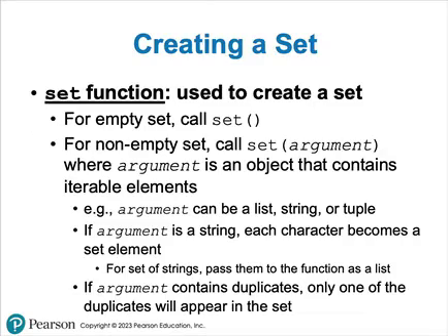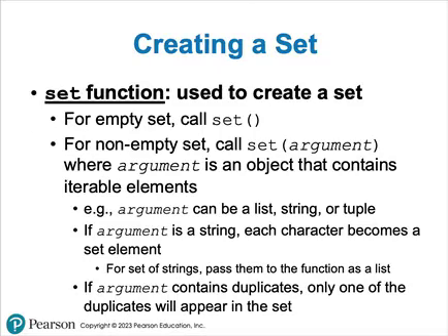There is a set function. If you call it with no arguments, you're going to get an empty set. You can call the set function with an argument, and that argument can be a list, a string, a variable, a tuple. The weird thing is, if the argument is a string, then each character becomes a member of the set, which may or may not be what you want or what you would think would happen.